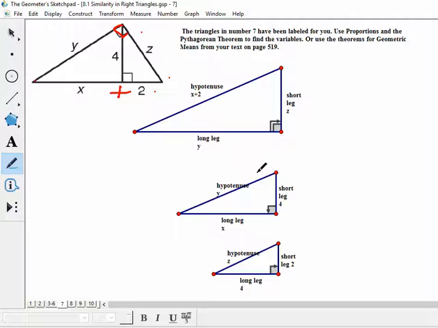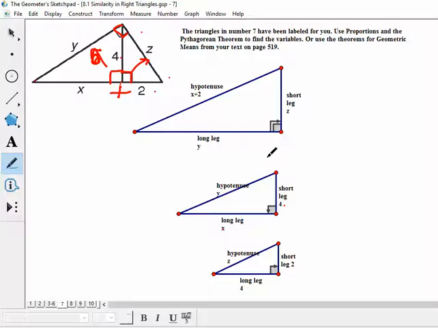And then I did the medium triangle. I said, okay, here's my medium triangle here. Here's the right angle. The short leg goes from here up, so that's 4. So I put 4 there. The long leg is also attached to the right angle. That's X. And then the hypotenuse is opposite the right angle. That's Y. And then here's the little triangle. Here's the right angle. So the short leg is 2. The long leg is 4. And the hypotenuse is Z. That's how I got those on there.